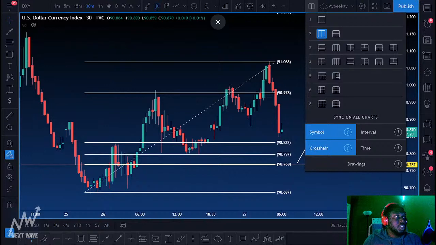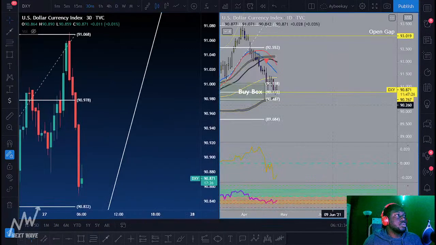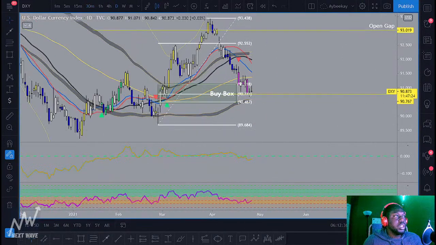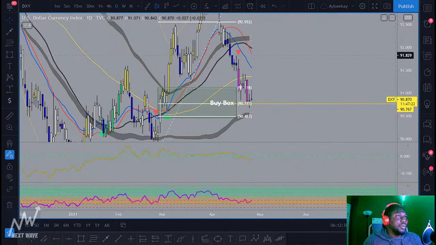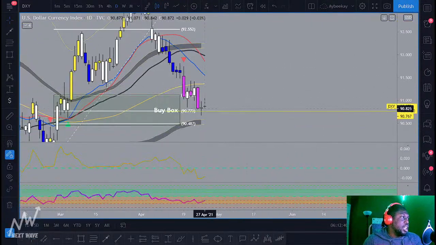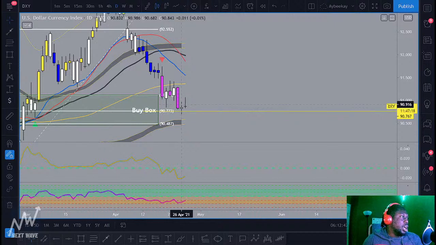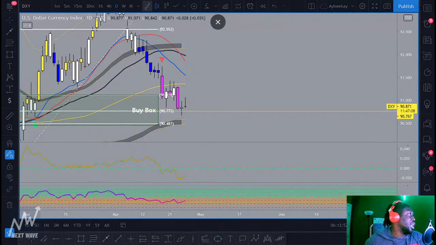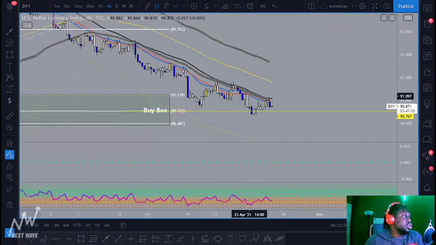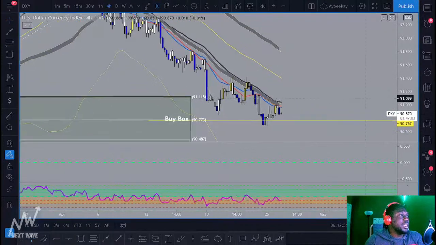Same thing, daily time frame. We got a daily doji candle. That's perfect. I don't like how the daily candle is closing as of yet, but we still have 11 hours and 47 minutes until that closes, so I don't really want to say much about that.